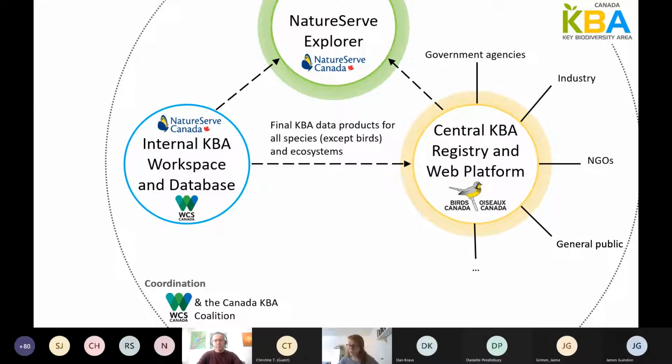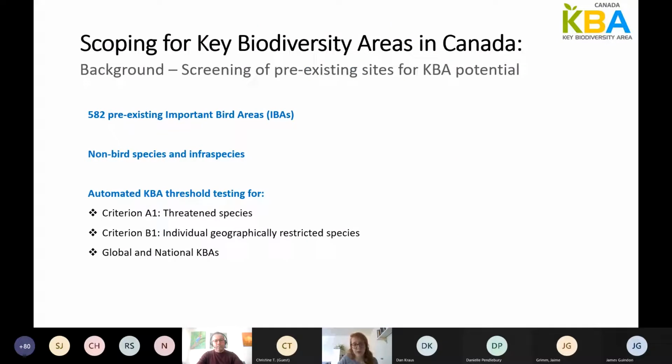So this gives you a sense of how we've structured things and how data flows between us, and what we're trying to do to make data as widely available as possible. Now I'll go into a little bit of an example of how we're leveraging this infrastructure to conduct what we call scoping for KBAs. By scoping, essentially, you can think of it as screening pre-existing conservation sites to see if they have KBA potential.